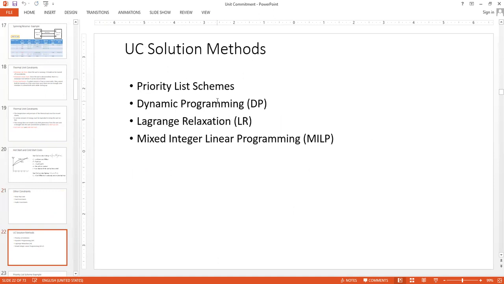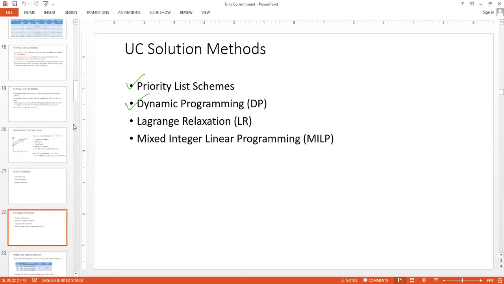So today we will take different structured ways to solve the unit commitment problem, starting with the priority list scheme. And probably we will start the dynamic programming technique. As I said in the last class, in this course we will only go through the first two, that is the priority list scheme and the dynamic programming technique. These two will be discussed in detail. So let's start with the first one, the priority list scheme.